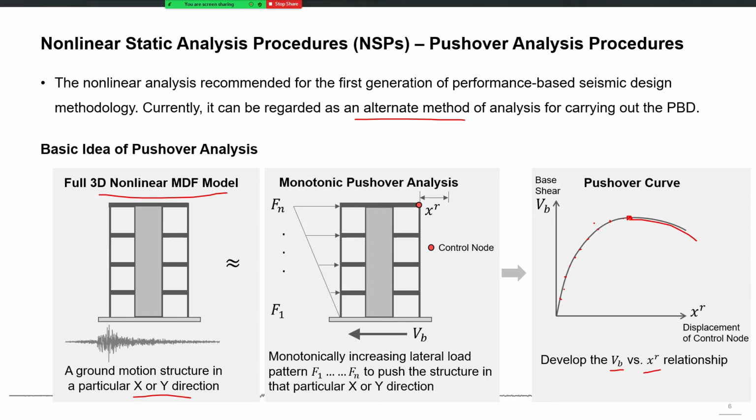For example, what will be the ultimate base shear which your structure is able to develop. So whenever there is a seismic loading which is more than this Vb, you are sure already that your structure is not going to sustain that loading. What is the yield point of your building? What is the yield roof displacement?